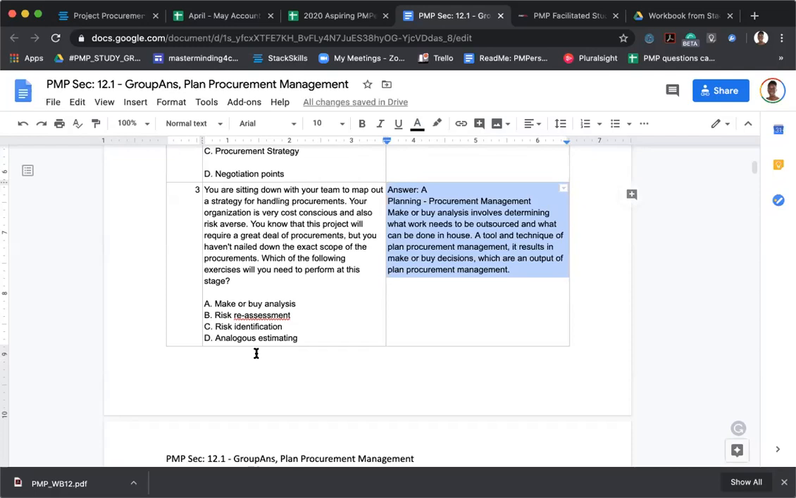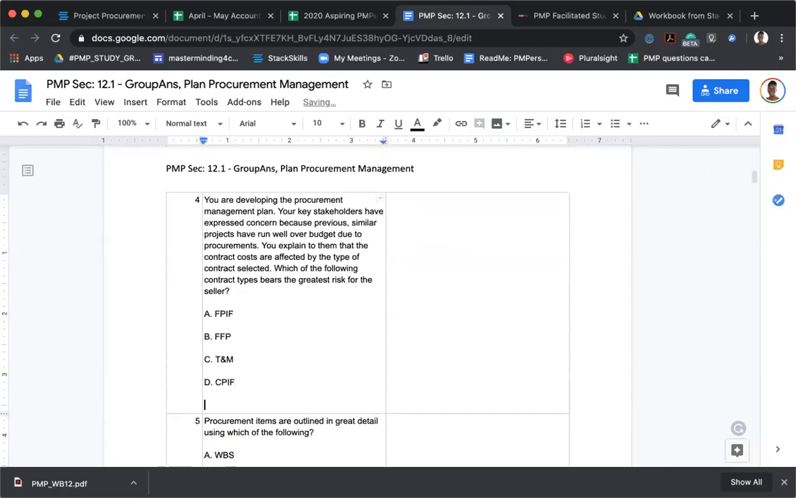Make or buy analysis involves determining what work needs to be outsourced and what can be done in-house. Okay, make in-house or buy outside. A tool and technique of plan procurement management. Okay, good.